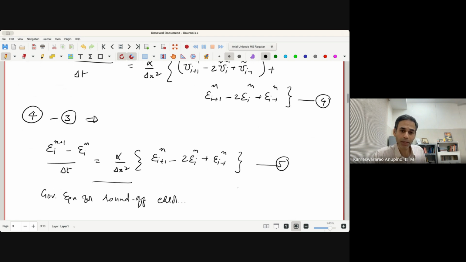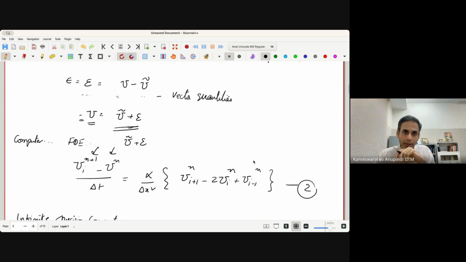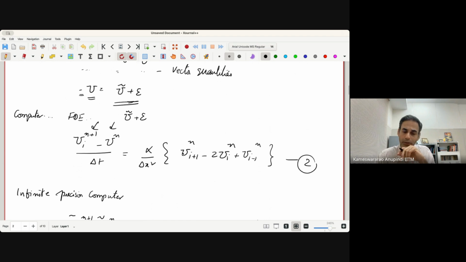Now, what observation we make here is that the governing equation for the round of error is exactly the same as the governing equation for the solution that we are trying to seek, that is the temperature. Of course, now we want to know: does this round of error stay the same, or is it going to shrink, or is it going to grow? That's what we want to comment on, so that we can go back and solve this equation and then essentially obtain a solution.